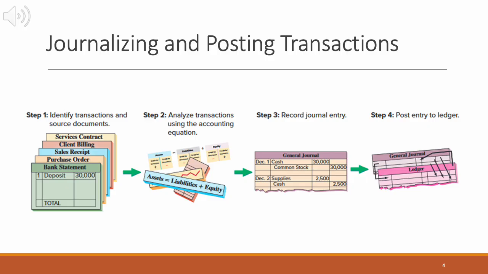Step 4. Post the entry to the ledger. Finally, we transfer the journal entry into the ledger. The ledger organizes information by account. So the cash account, supplies account, or common stock account shows the full history of changes.